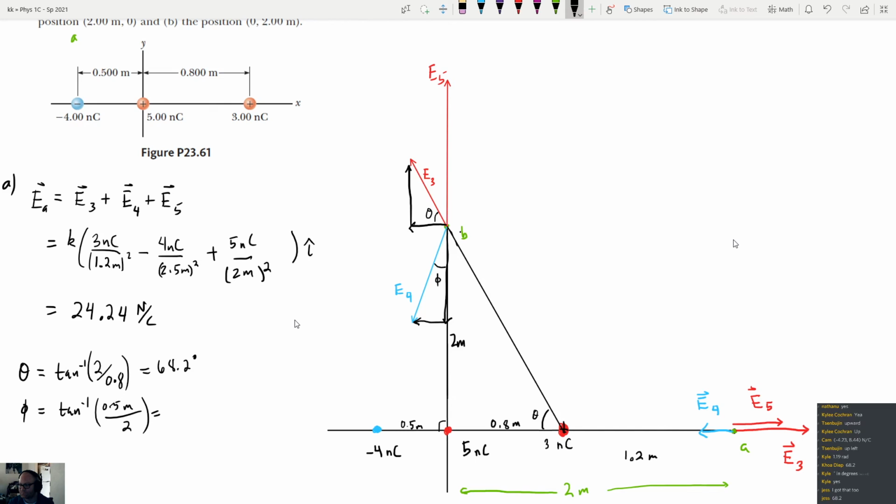Plus E4, that was the 4 nanocoulomb charge. I'm just going to keep repeating this. I'm not putting that negative sign in here, right? Because we already took account of that, because we drew the vector to point towards the charge, right?